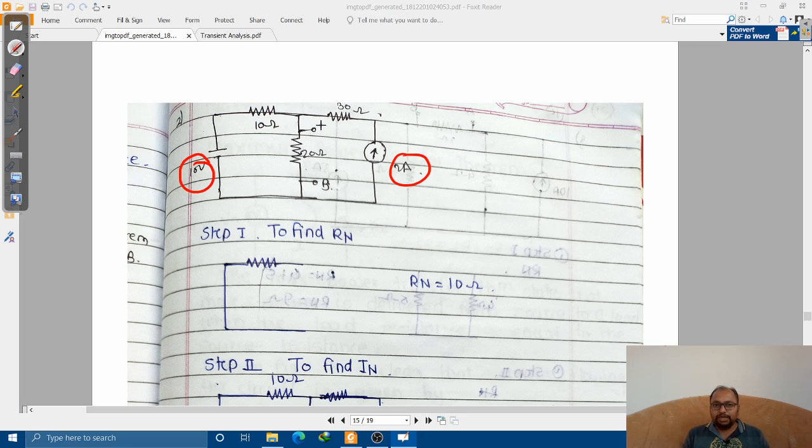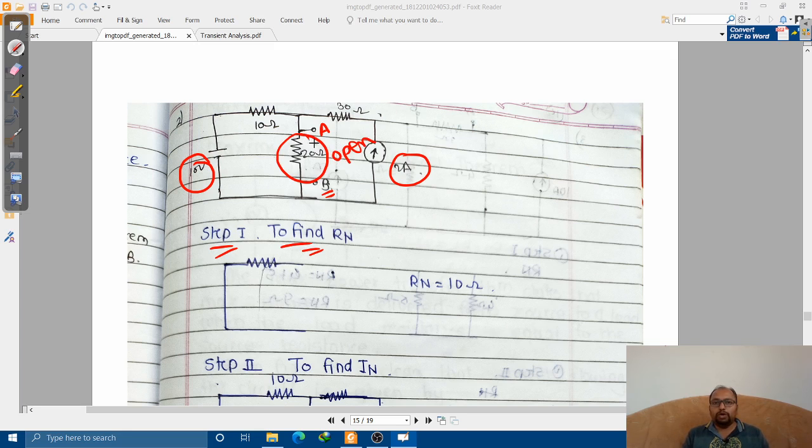And the terminals are mentioned over here. A is over here and B is over here, right? So remember that now you are interested to apply Norton's theorem across the terminals A and B. So to find out RN, what we need to do? We need to open circuit it. Fine, so let us open circuit this.